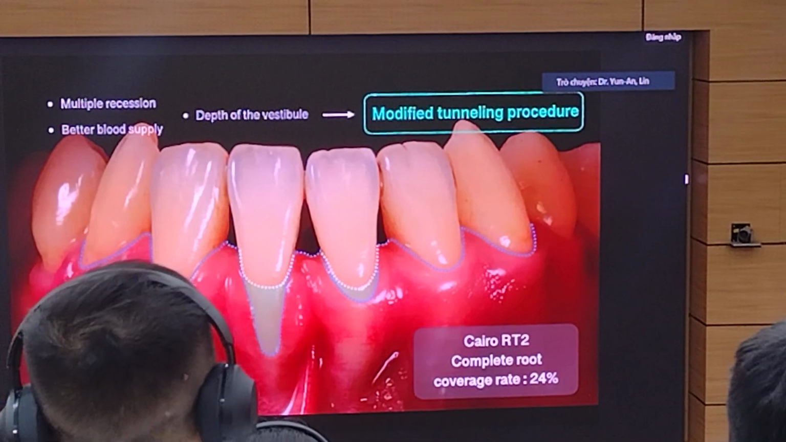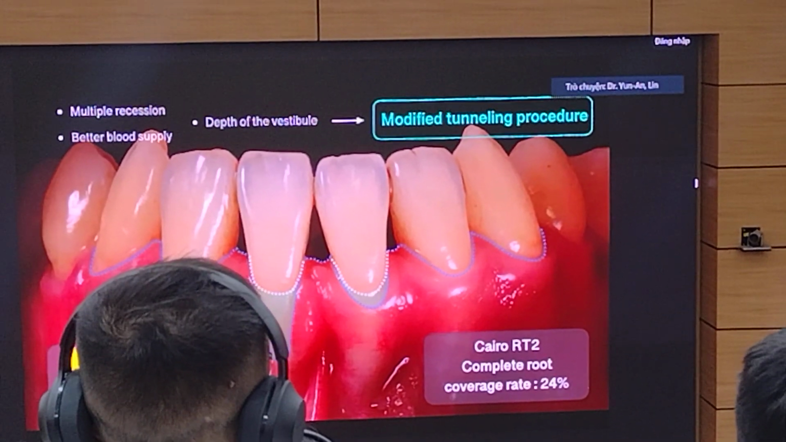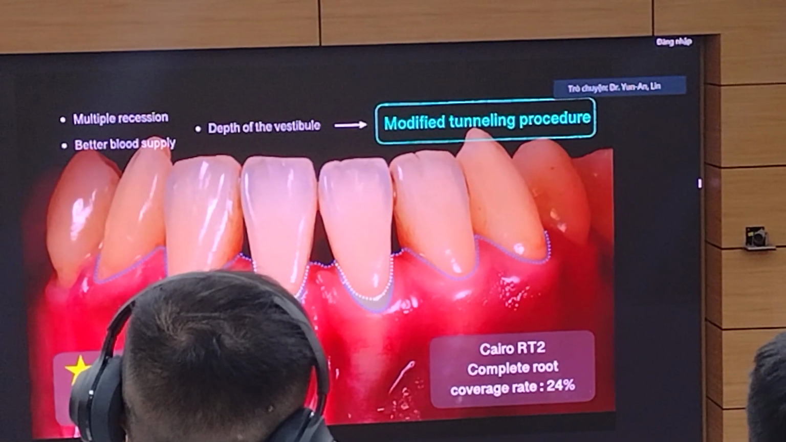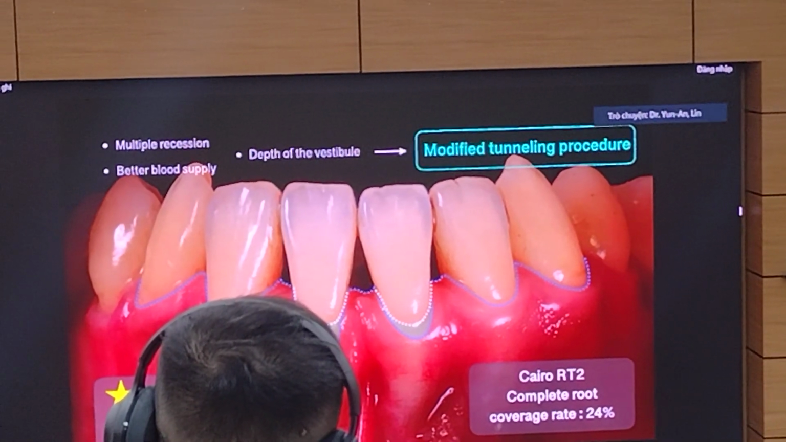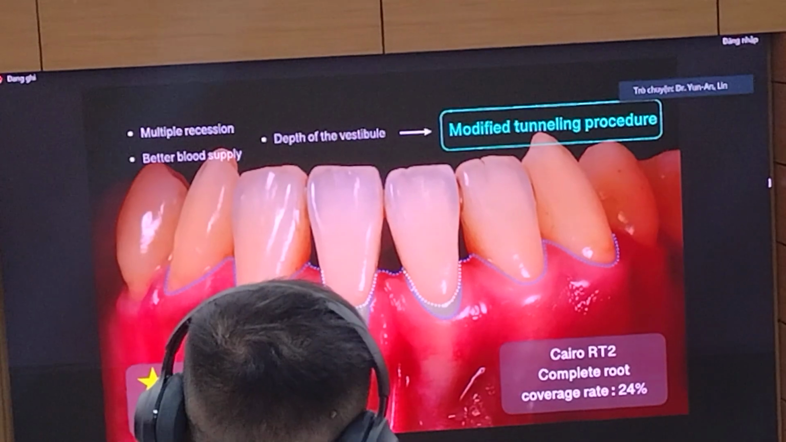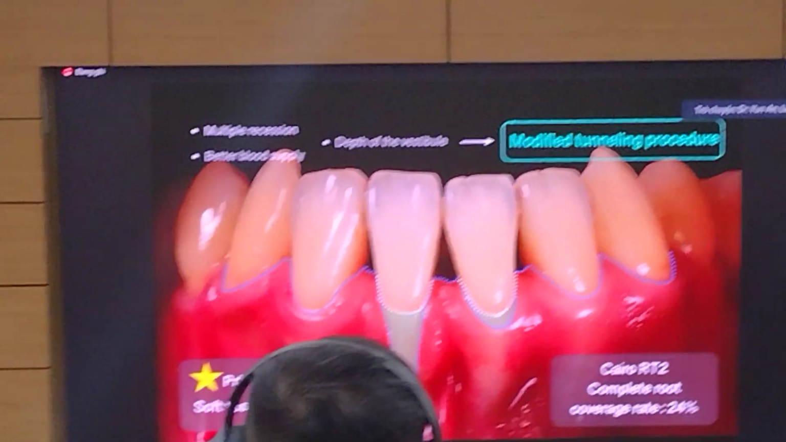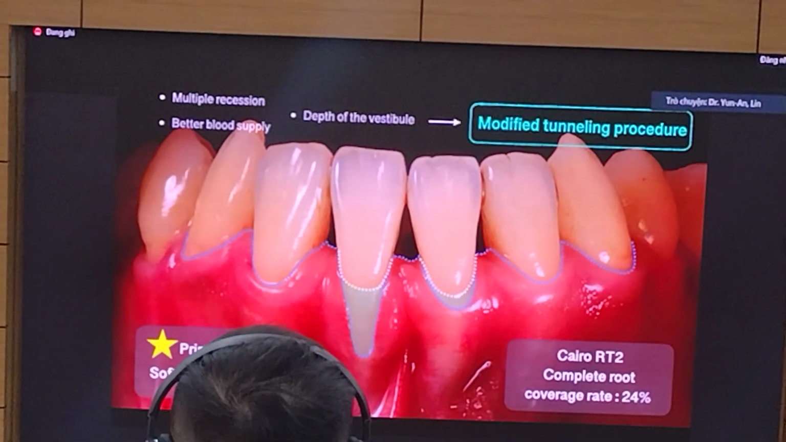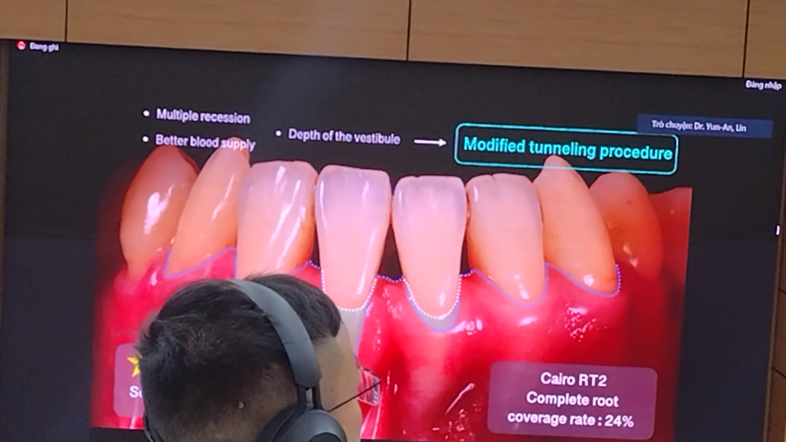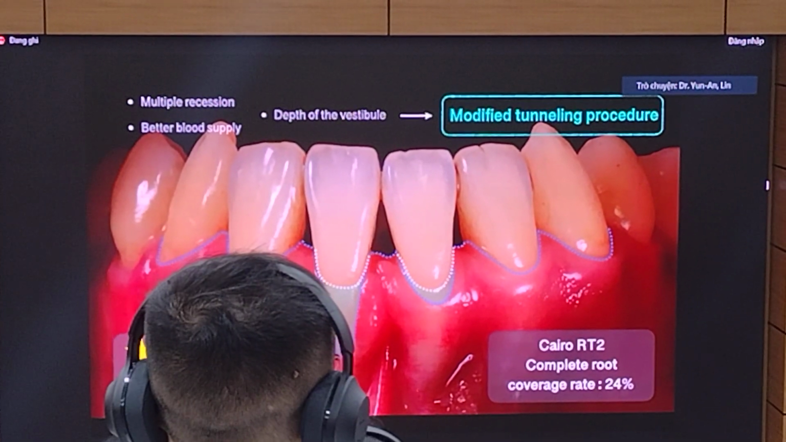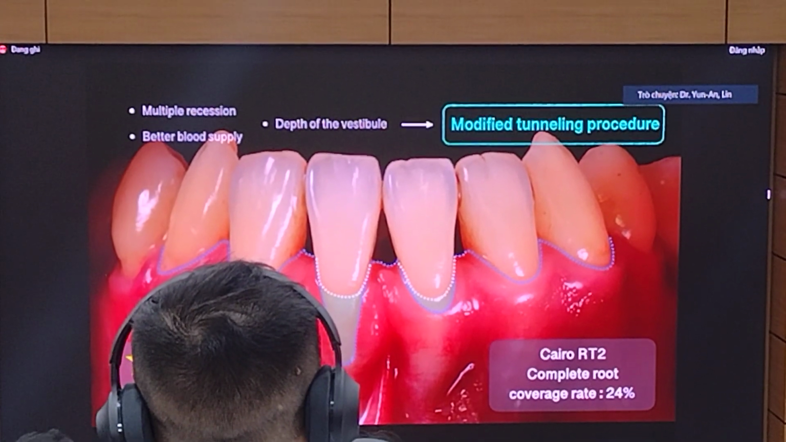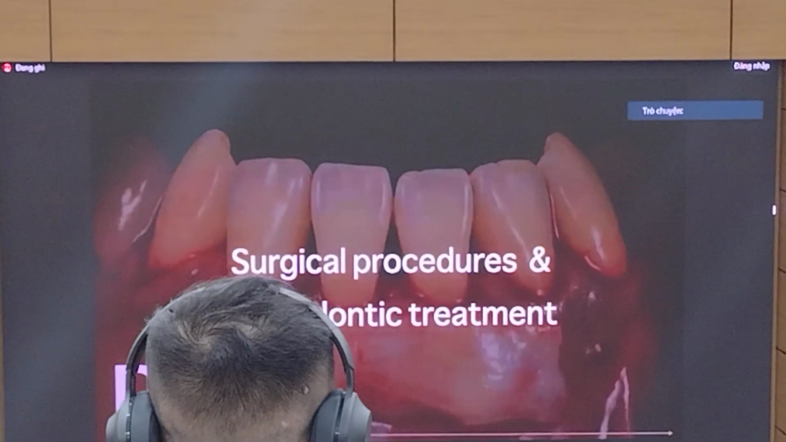In this case, I decided to use the modified tunneling technique with a connective tissue graft as my first choice, due to the better results than other surgical techniques. In addition, the depth of the vestibule was deep enough for performing large advancement of the buccal flap to cover up the connective tissue graft.